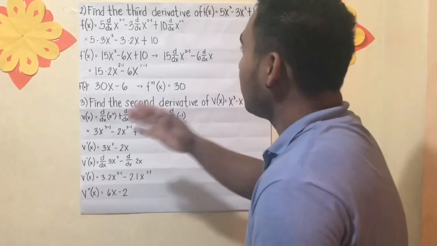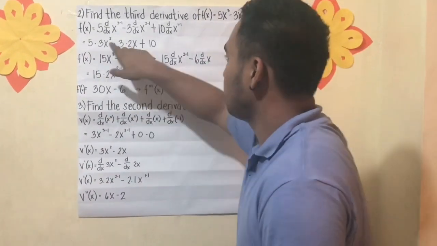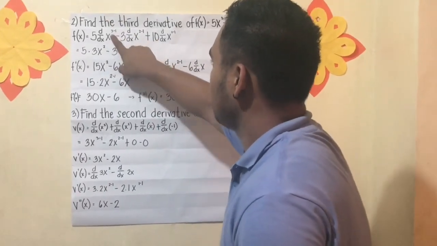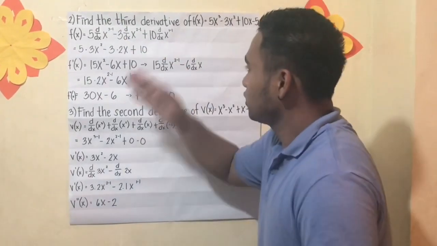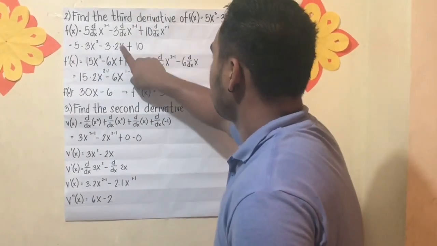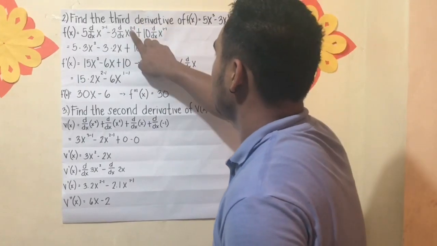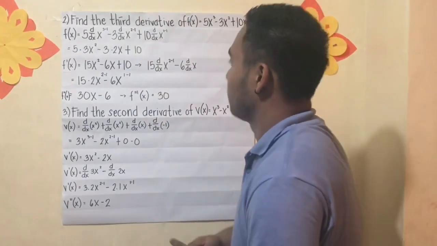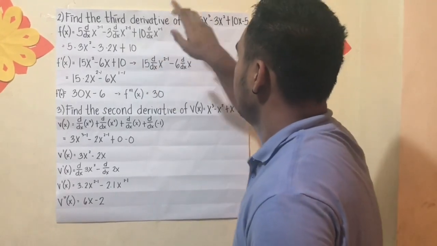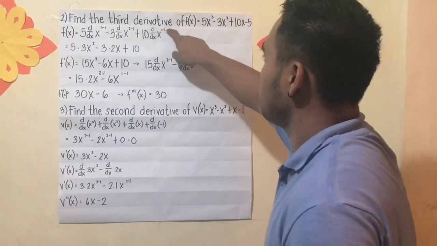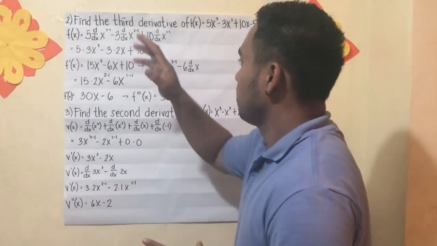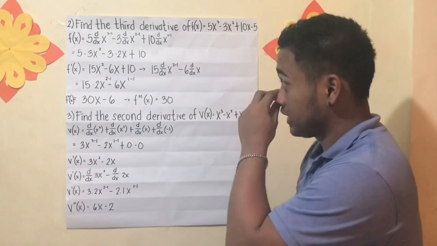So 5 times 3x squared, we come up with this exponent because the exponent here is 3 and we need to subtract 1. Minus 3 times 2x, we come up with x here because the exponent raised here is 2 and we need to subtract 1 also. Plus 10. We don't put x here because the exponent of x is raised to 1 and we minus 1. So the first derivative equals 15x squared minus 6x plus 10.